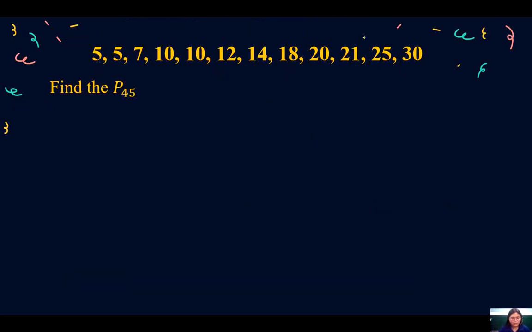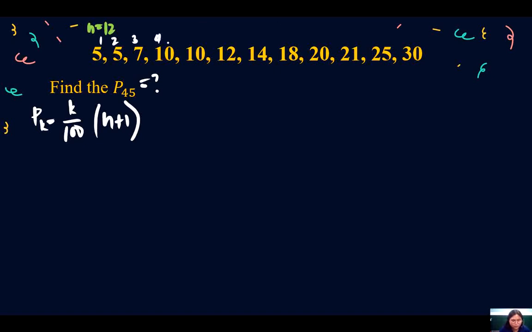Okay, next, we're looking for the percentile, the 45th percentile. Again, our n is equal to 12. Okay, so we're looking for this. Our formula for the percentile is P sub k is equal to k all over 100. Why is it over 100? Because we are talking about the percentile. So when we say percentile, we divide the whole into 100 equal parts. Our n is the number of observations. So let's label this, so that later we're not going to label this anymore.